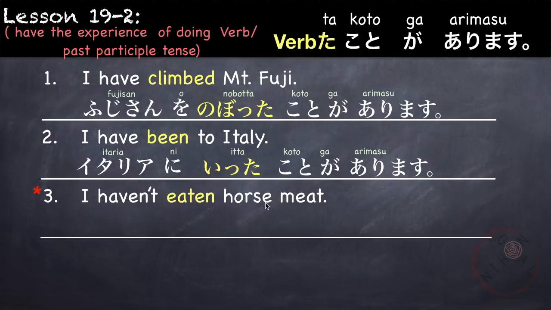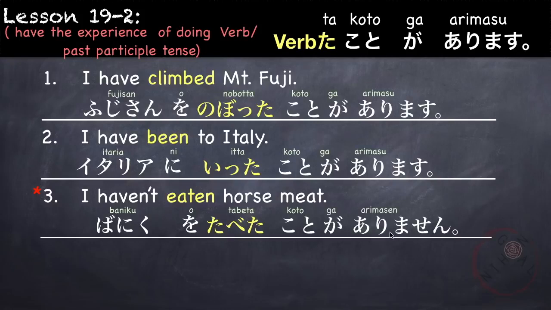So here we have a negative sentence. I haven't eaten horse meat. Horse meat is baniku. So niku means meat. For horse meat, we add ba before niku, baniku, followed by o. And then our verb is to eat, which is tabemasu. In ta form, it is tabeta, followed by koto, and then ga arimasen, because this is in the negative form. Baniku o tabeta koto ga arimasen.